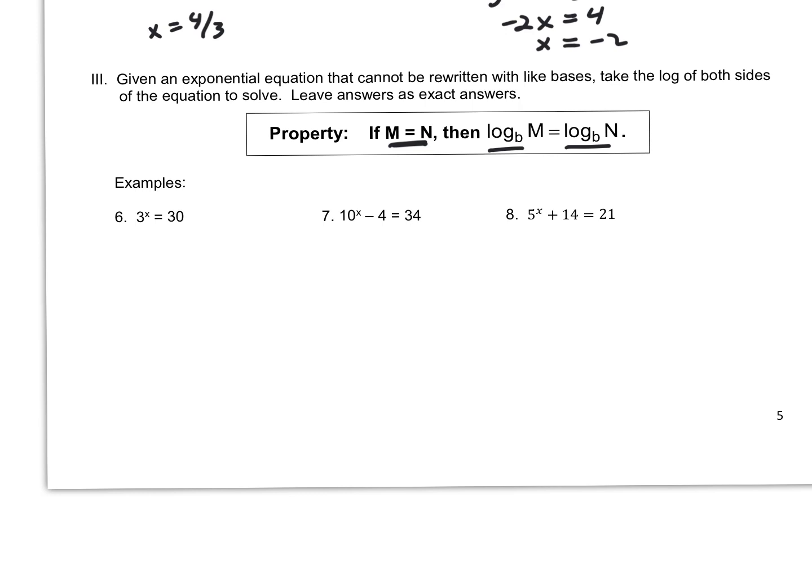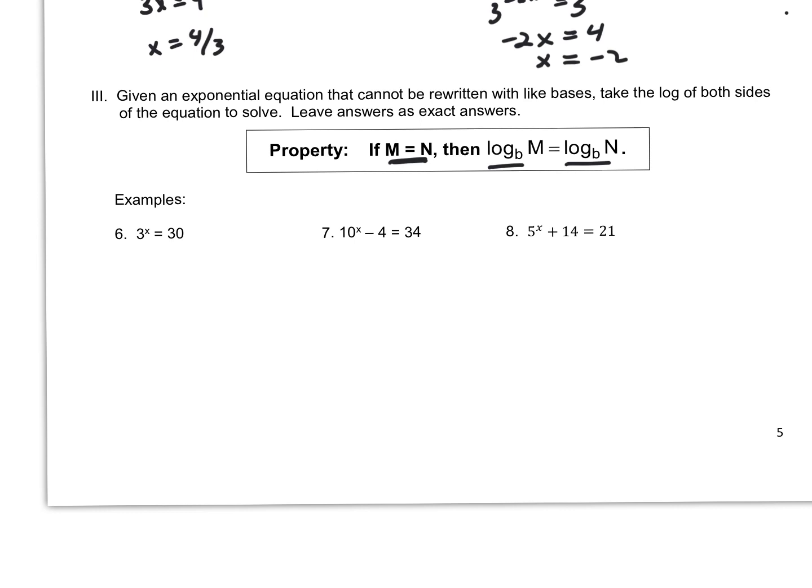3 to no power will give you 30. 3 times 10, but that's not an exponent. Okay, so 3 to the x equals 30. There's no way to rewrite 30 using a base of 3, so I can't do the last method of getting like bases. So instead I will log both sides. So I get the log base 10 of 3 to the x equals log base 10 of 30. I'm going to stop writing log base 10 because if I don't say a base, that's understood to be 10.